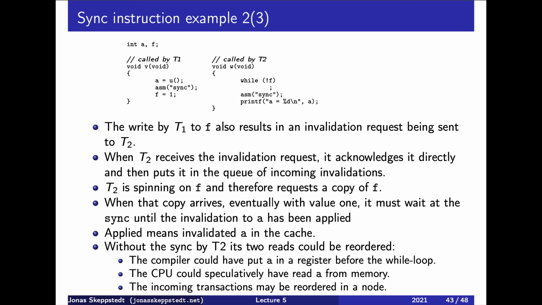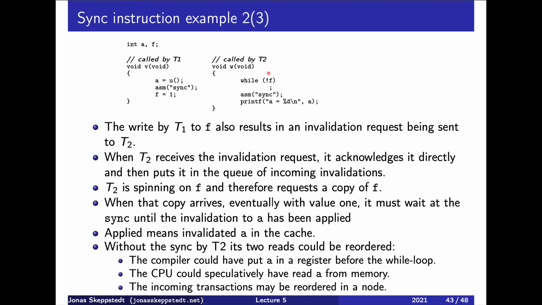It received one invalidation request for A and another for f. And even though they could have been performed in any order, all of them must be performed or applied before T2 can proceed after the sync. Okay? And applied, that means removing the copy of the cache block by invalidating it.